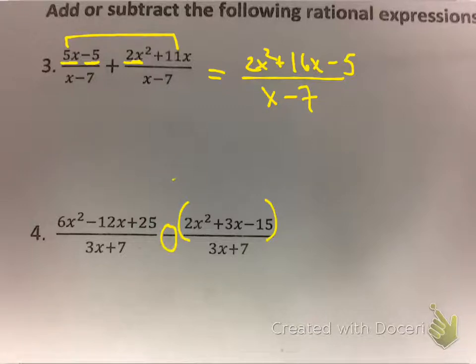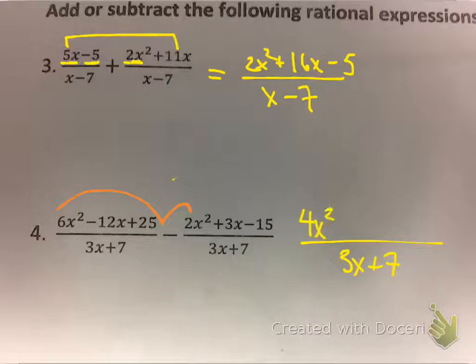Now, on this one, keep in mind that minus. That minus, you've got to read it correctly. So, like here, I need to say, what is 6x squared minus 2x squared? So, what's 6 minus 2? 4x squared. And then, I've got to say, what is negative 12x minus 3? Negative 12 minus 3 is negative 15x. And then, I gotta be careful here. 25 minus a negative 15. So 25 minus a negative 15 would give me a plus 40. And that would be it.